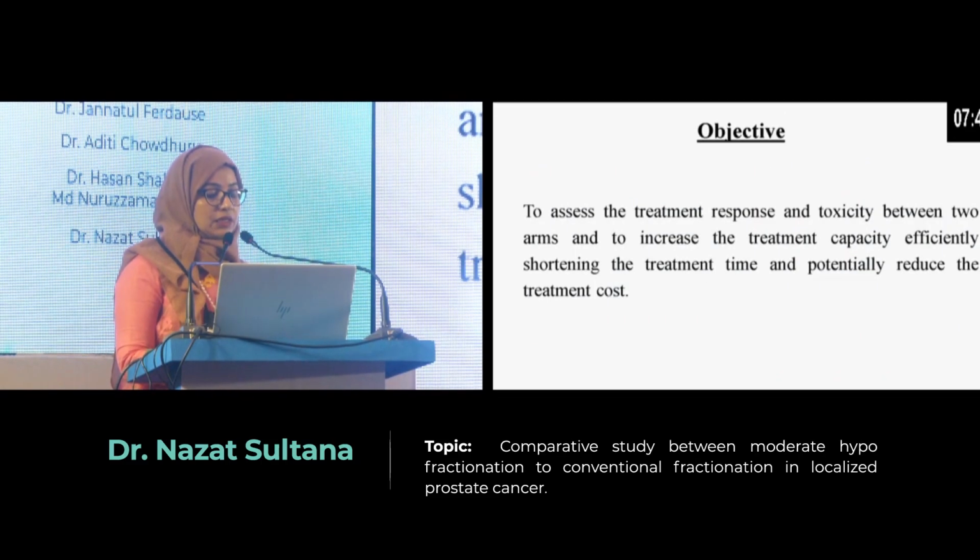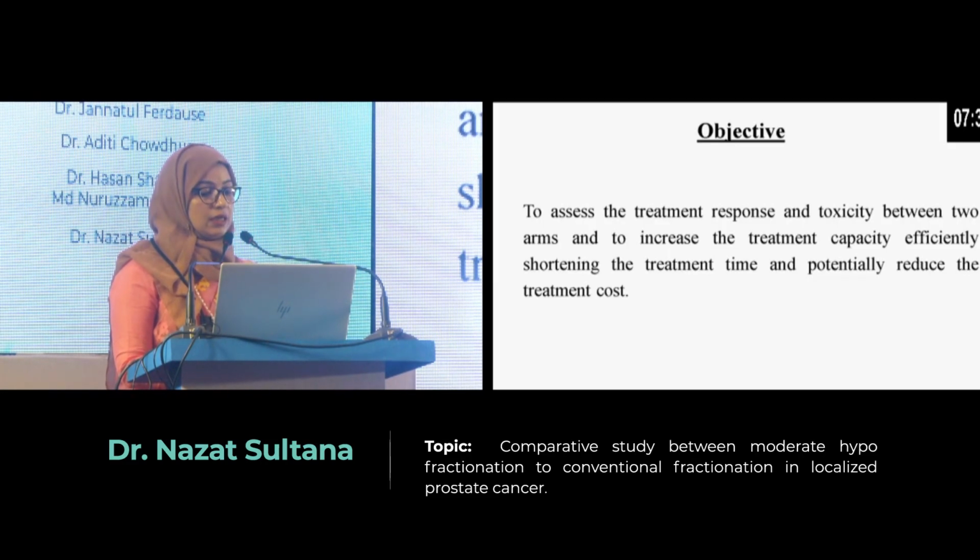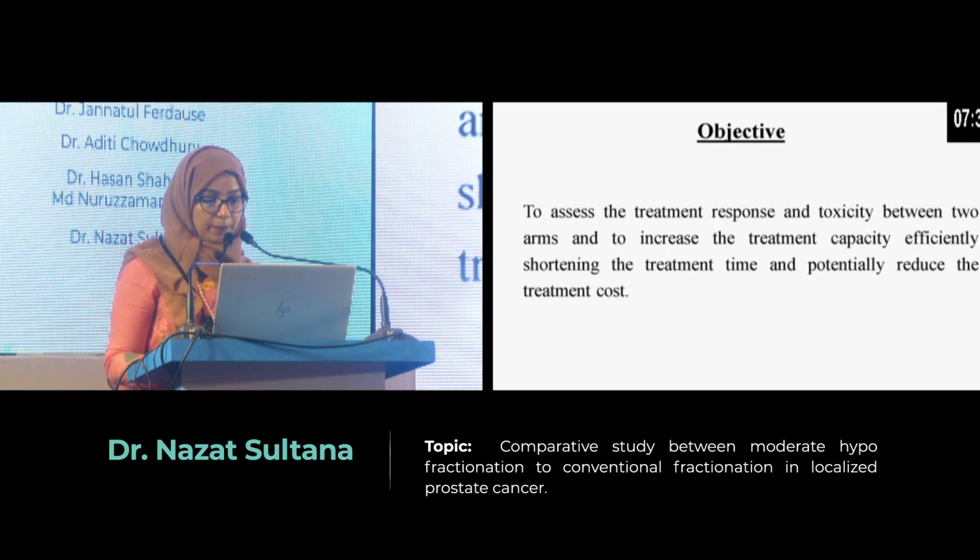Now, what are the objectives? To assess the treatment response and toxicity between the two arms, and to increase the treatment capacity efficiently by shortening the treatment time and potentially reduce the treatment cost.